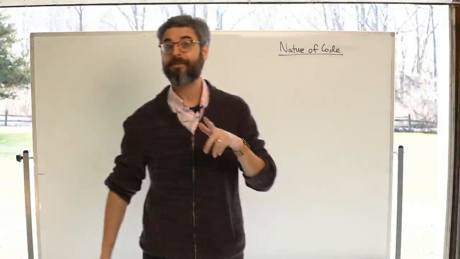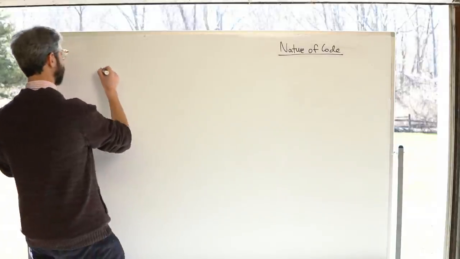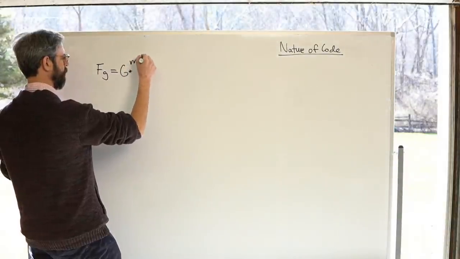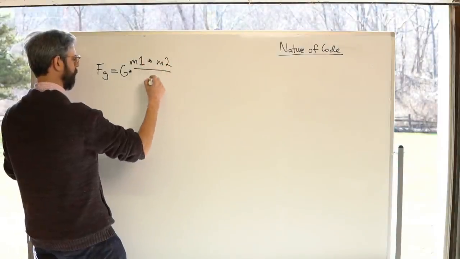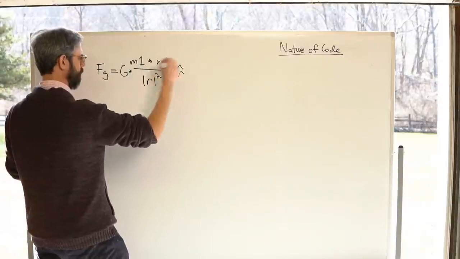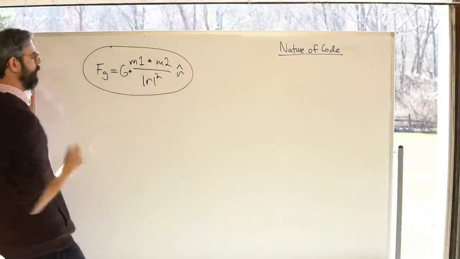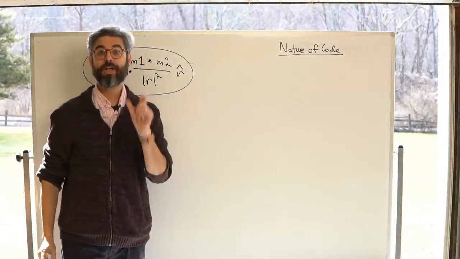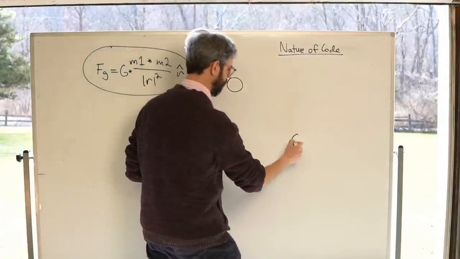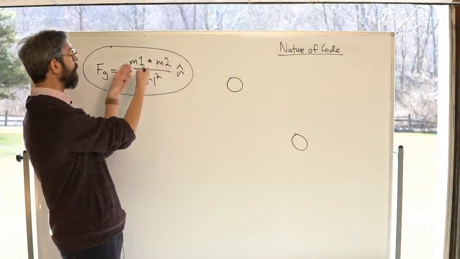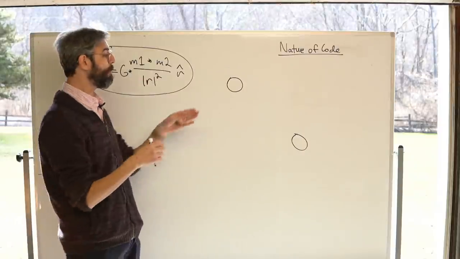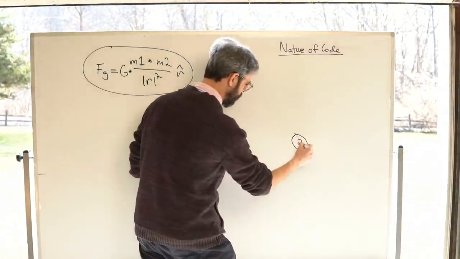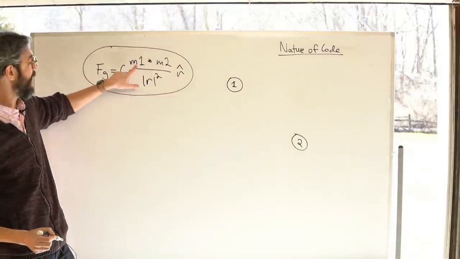Let's review very quickly that formula for gravitational attraction. So in the case here, we have two bodies. I'm going to call them body one and body two. They each have a mass. That is what is represented by M1 and M2 in this formula.